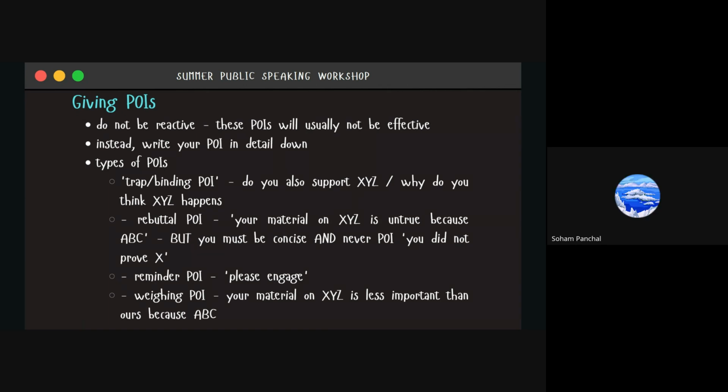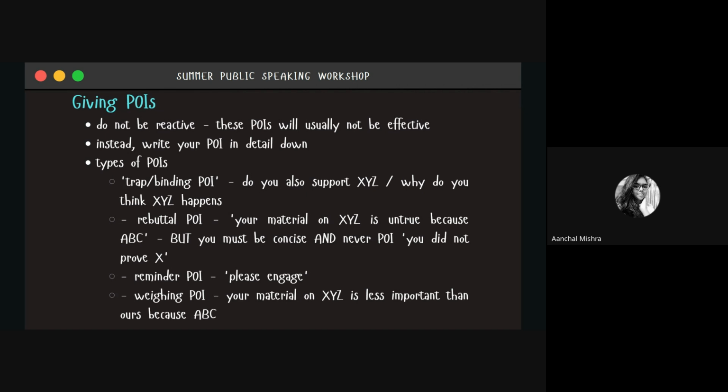Yeah, exactly. That's what I mentioned before. Weighing POIs, usually people do not take them because they mention it in their own speech, so they could further engage on it and further analyze why it weighs more and for what reasons. So it's just a type of POI which you could encounter even in your speeches. I'm just trying to make you aware of what kinds of POIs you could expect from the opposition, and what you need to be careful of.